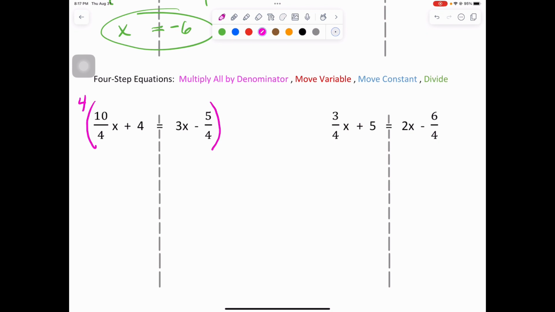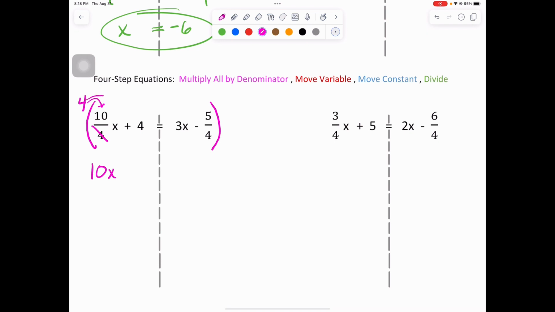So when we do it to our 10 over 4, we can simply just cross that out because 4 times 10 fourths is 10. Don't forget to bring your x down with it, all right? Then we will do, let's put that there. Actually, let me erase that. Make that a little more clear. All right, so we took care of that.